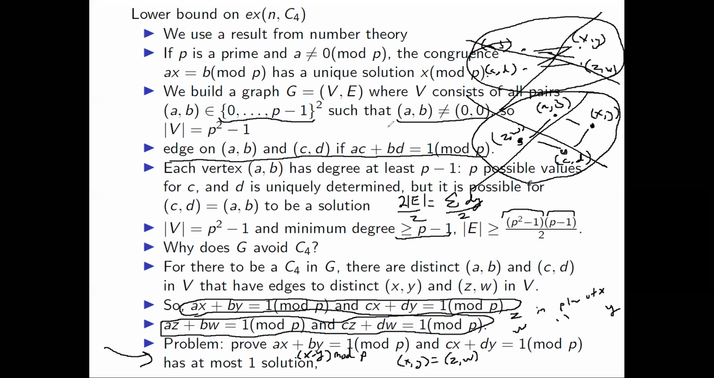So we never had that C4, that K_{2,2}. So our graph G actually is C4-free, but you just have a little work there in that problem to show that these solutions (X, Y) and (Z, W) are actually just the same solution, (X, Y).